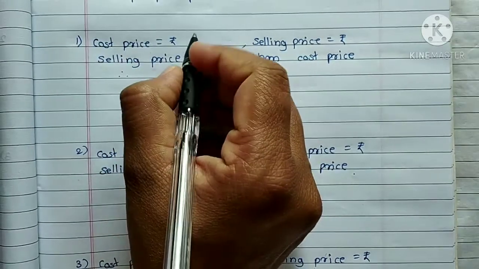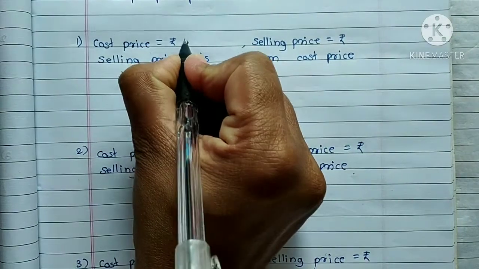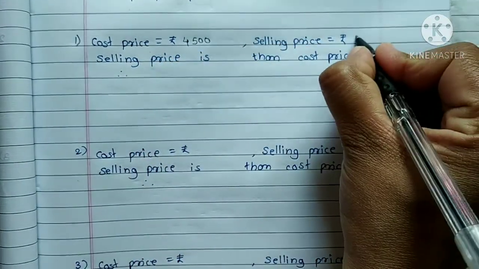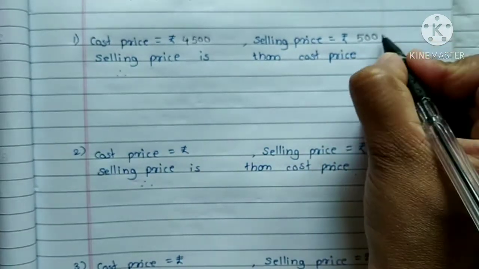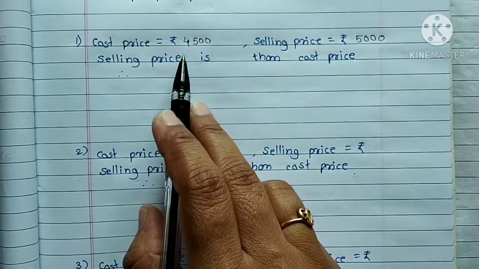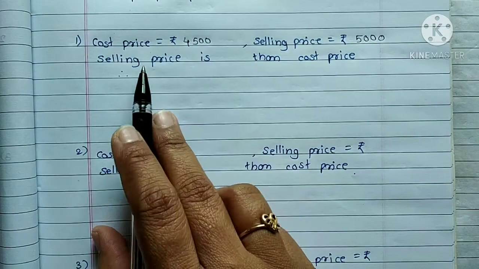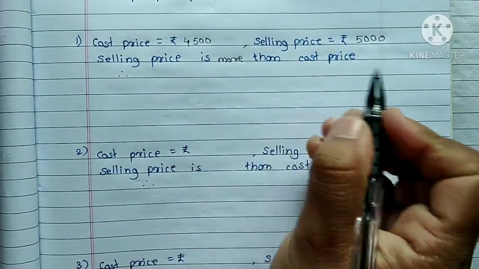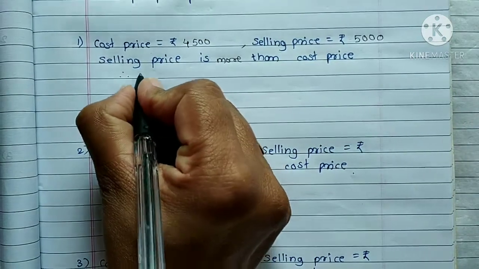Here cost price is rupees 4,500 and selling price is rupees 5,000. 5,000 is more than 4,500. That means selling price is more than cost price. Therefore, there is a profit.